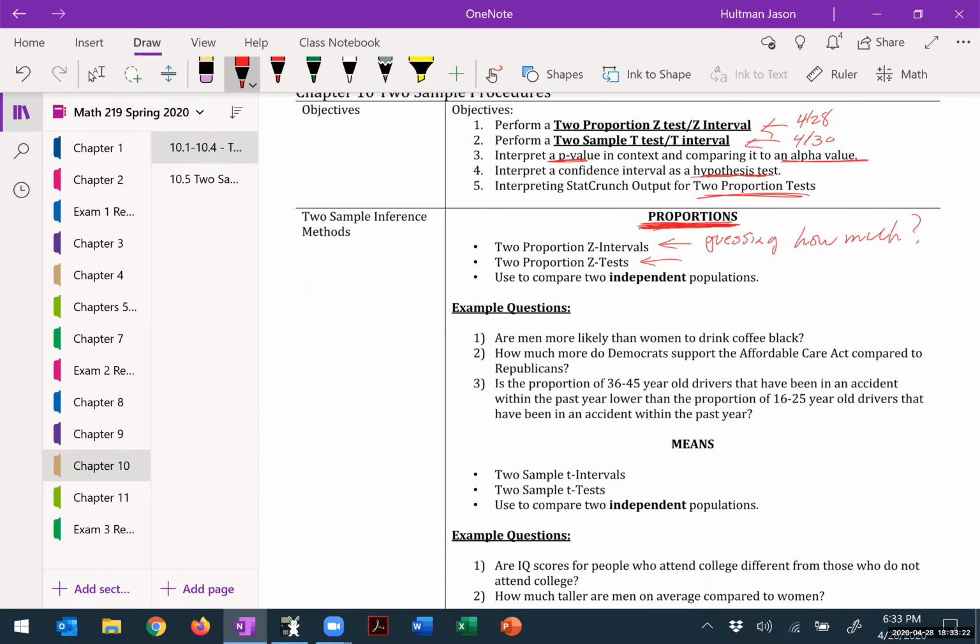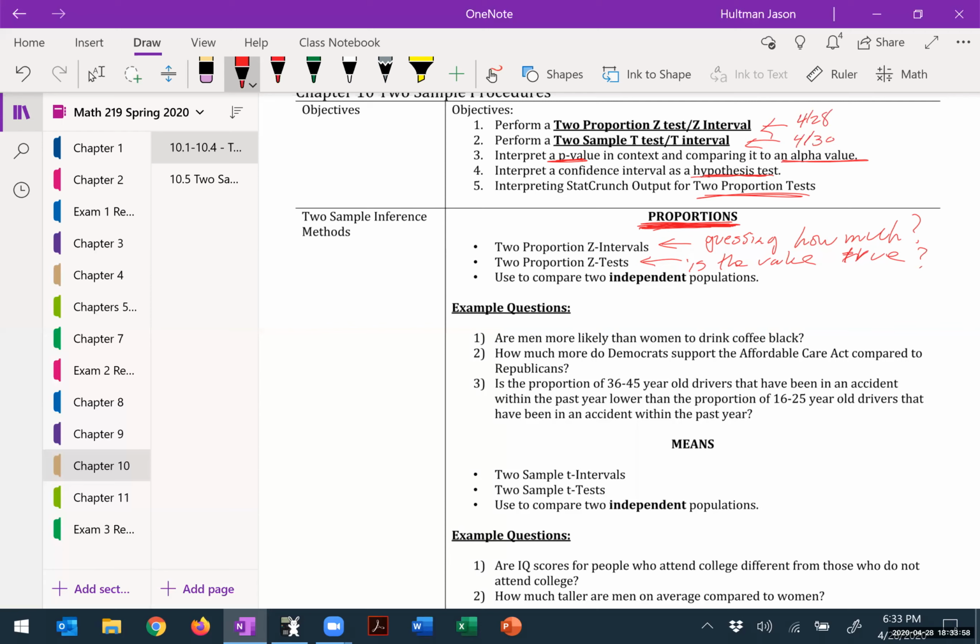Guessing how much. The 2-proportion z test is a hypothesis test, and here we're not guessing how much, we're saying, is the value given true? Is the value given true? Different questions. For the intervals we're guessing how much, and for the z-test, we're asking, is the value true?